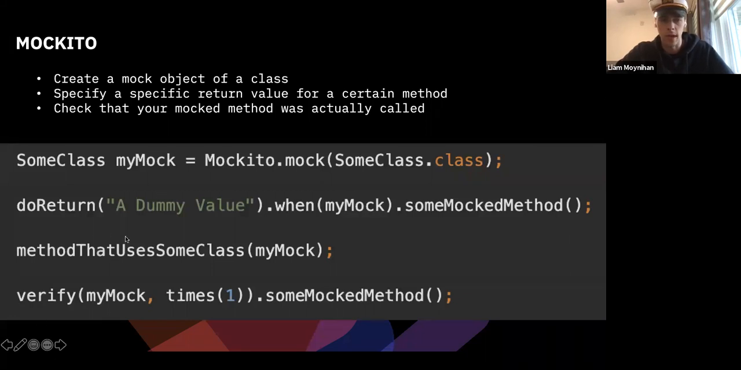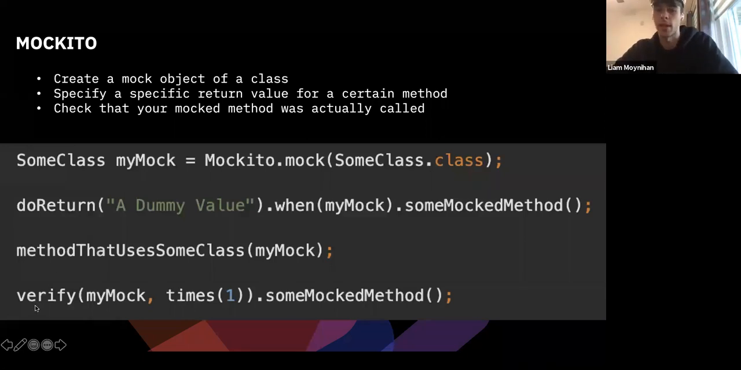And then really quickly, we'll just look at this doReturn statement. All we're saying is do return whatever value you want to be returned when, then we're going to pass our mock object, and then we're going to call the method that we are trying to mock. So when someMockMethod, where someMockMethod is the method we're trying to mock. Then we're actually going to call the method that we're trying to unit test. Like we said, we're going to pass in our instance.